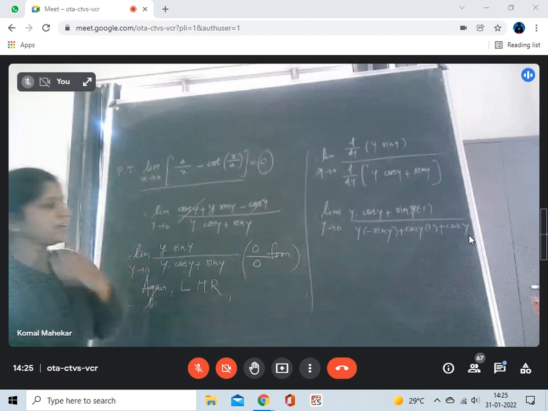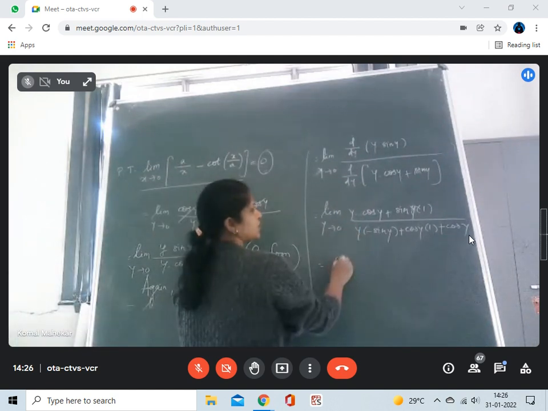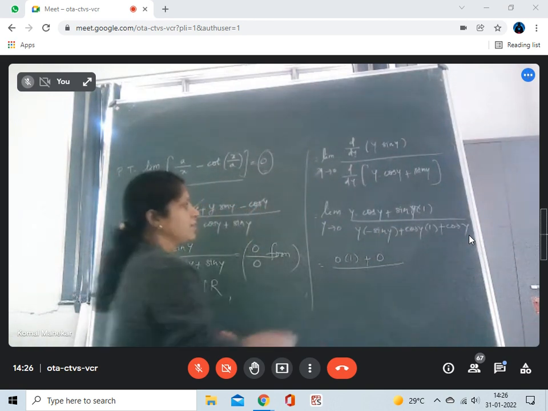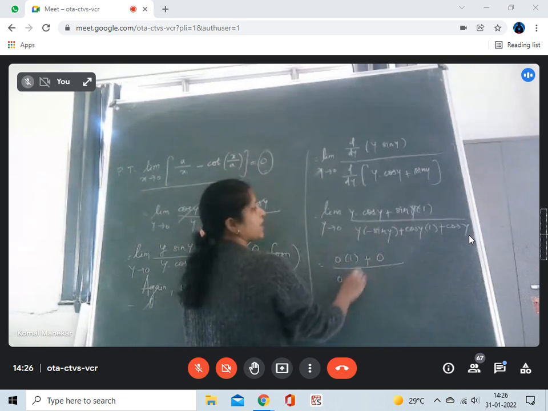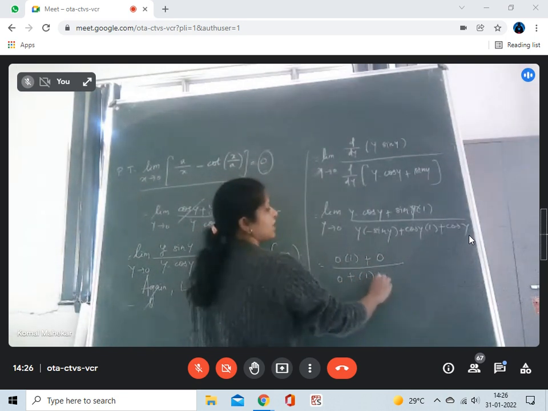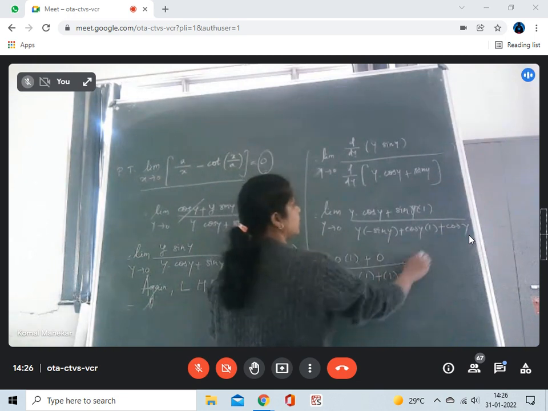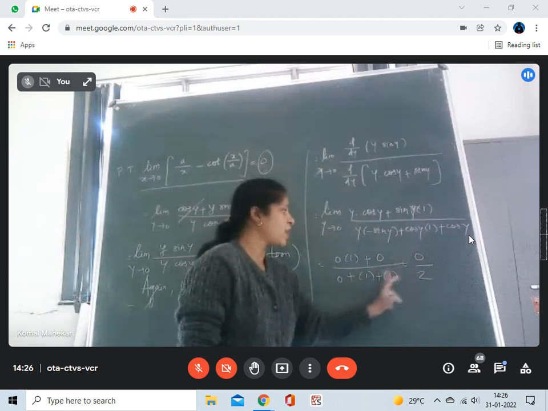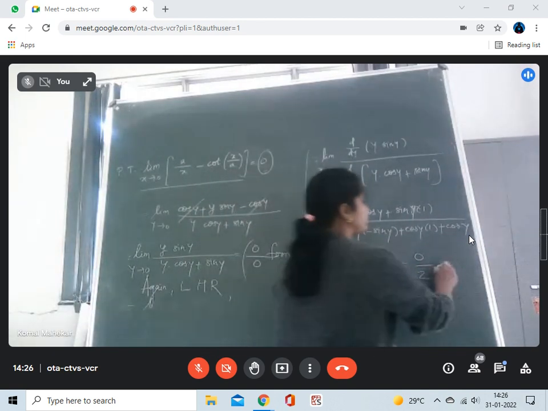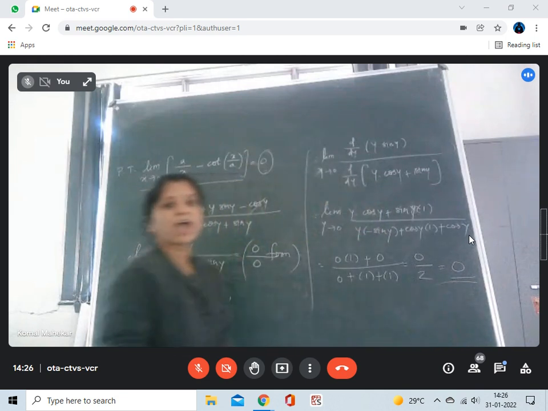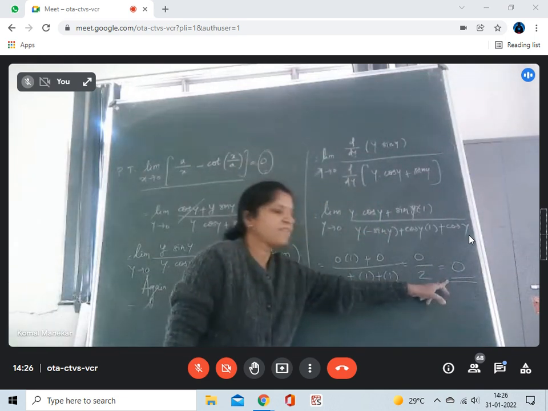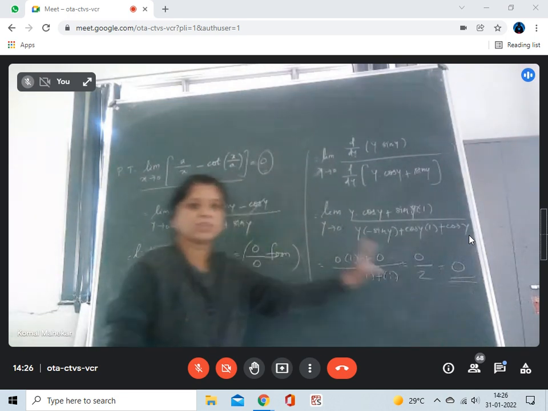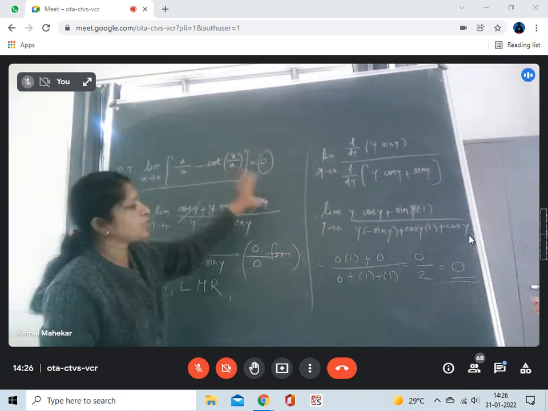And now apply the limit as y tends to 0. So this is 0 into cos 0, which is 1, plus sin y, and sin 0 is 0, divided by 0 into sin 0, which is 0, plus cos 0 is 1 and plus cos 0 is 1. So this is 0 divided by 2. Now it is not in 0 by 0 form. The numerator is 0 and the denominator is 2. So 0 by 2 is again 0. So the answer is 0 here. This is a finite value. Therefore, we have proved that the limit of this function is 0.